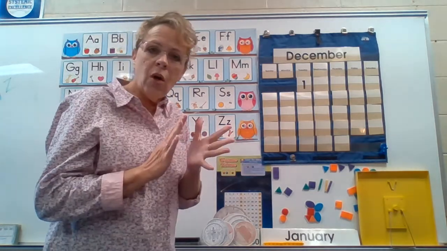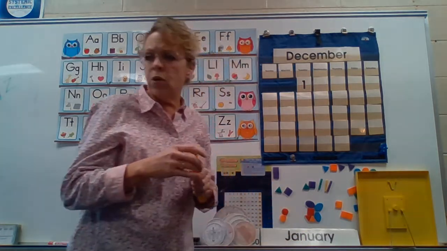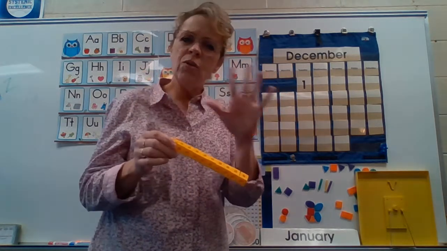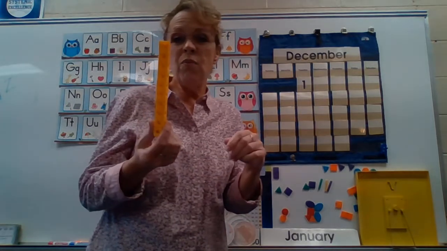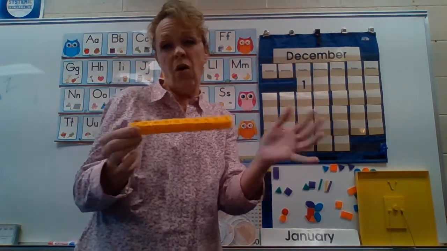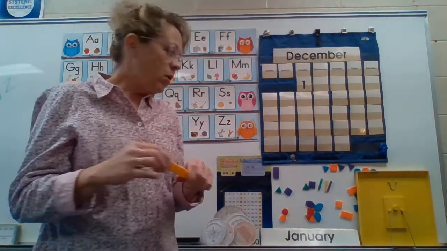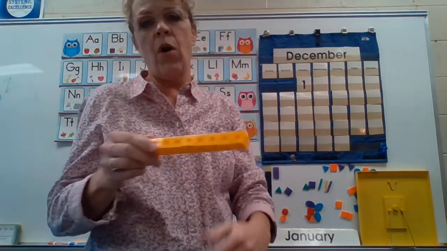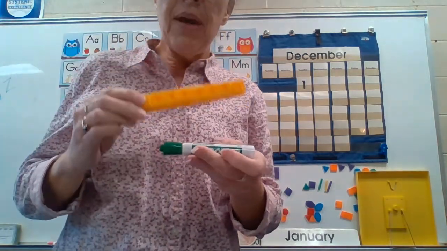All right. So in math, we've been talking about measuring. And sometimes you might use a ruler or you might use a tape measure to measure something. But sometimes you might use what's called a non-standard measurement. Okay? So you might use some Unifix cubes to see how many Unifix cubes long something is. So I'm going to measure a marker with my Unifix cubes to see how many Unifix cubes long a marker is. I got a green marker here, and I'm going to measure it with my Unifix cubes.